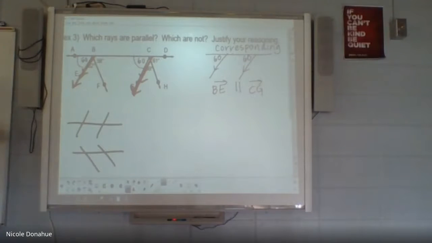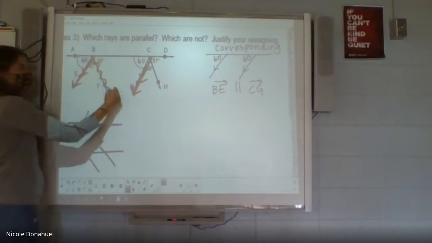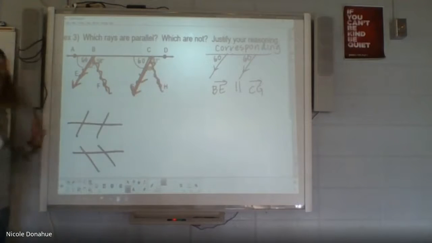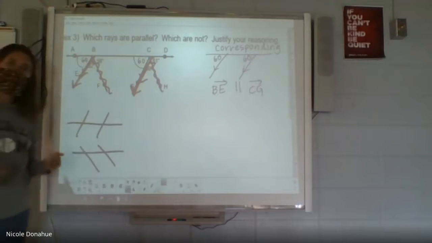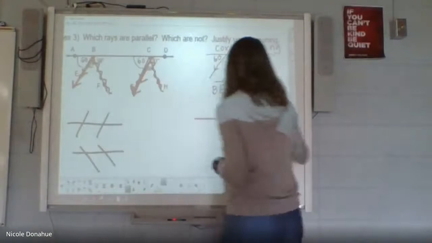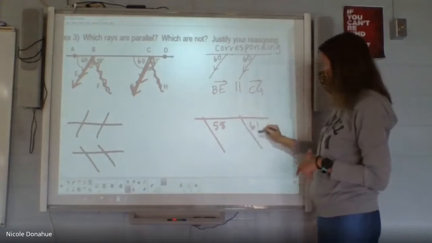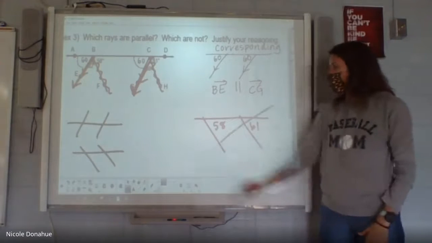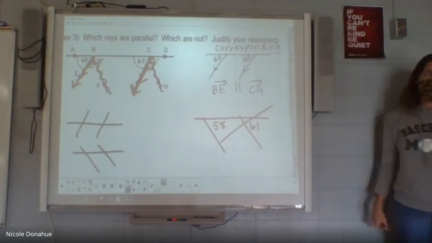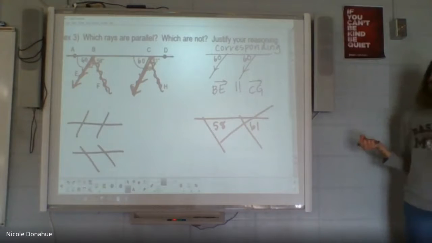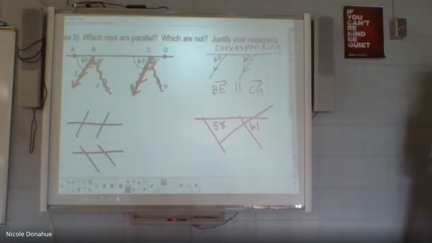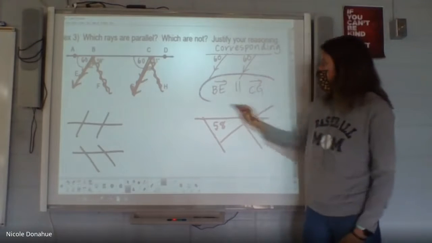Now the other ones are not. So this one and this one are not parallel because their corresponding angles aren't equal. In the other case, we'd have 58 here and 61. So these ones are not going to be parallel because those corresponding angles aren't equal in that case. Okay? That makes sense? So the parallel lines are those two only.